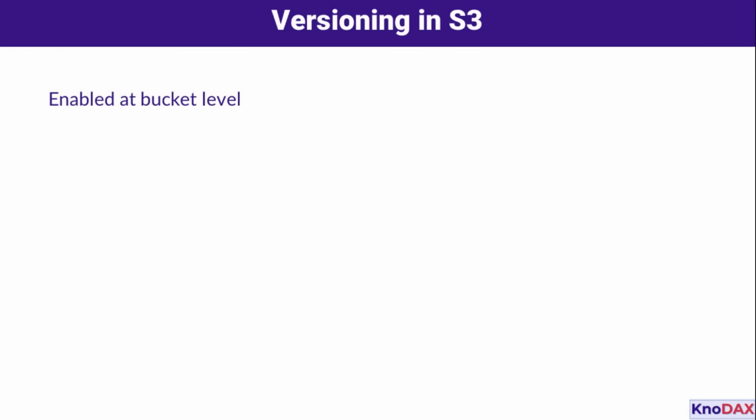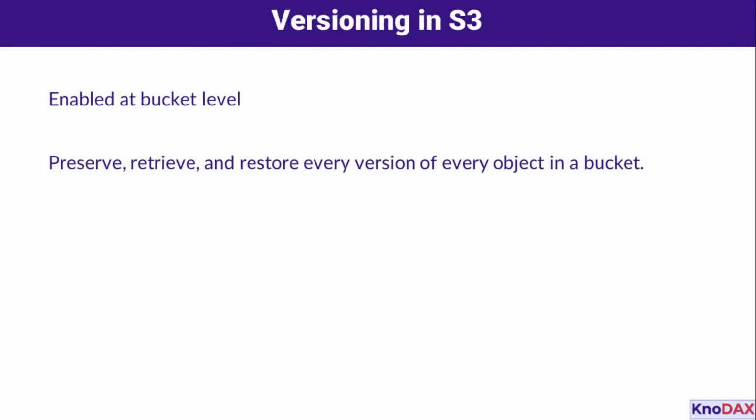Versioning is enabled at bucket level. Versioning allows you to preserve, retrieve, and restore every version of every object in a bucket. It's useful for protecting against unintended overwrites or deletions. You can easily roll back to a previous version when needed.